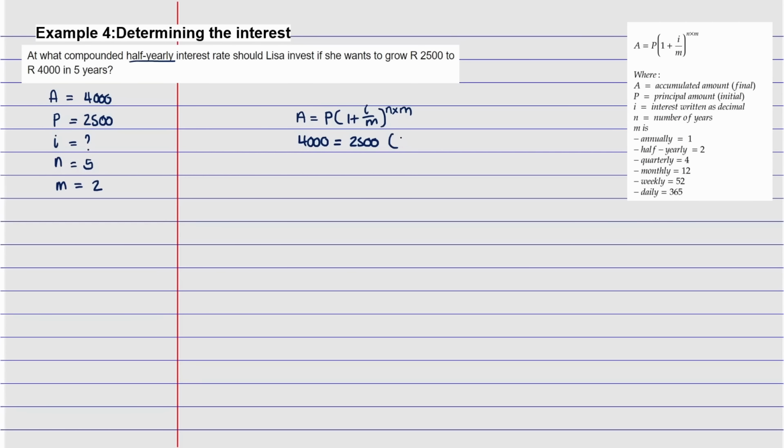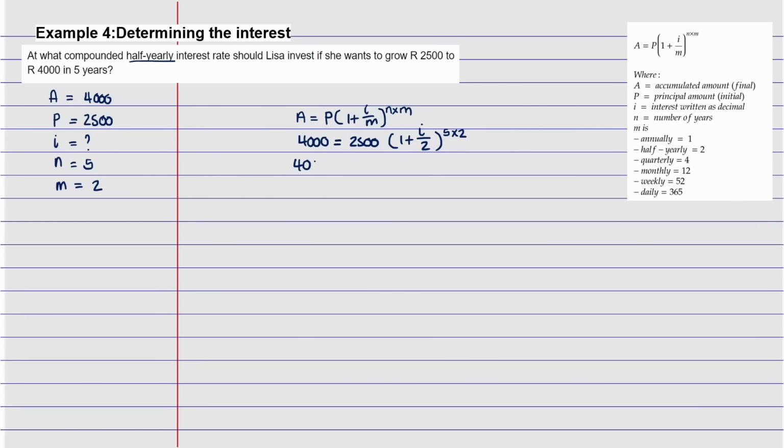right? And open bracket, 1 plus i is what we're looking for, and that's going to be divided by what? That's going to be divided by 2, right? And this is to the power n, which is going to be 5 multiplied by 2, right? So now we're going to divide by 2,500.